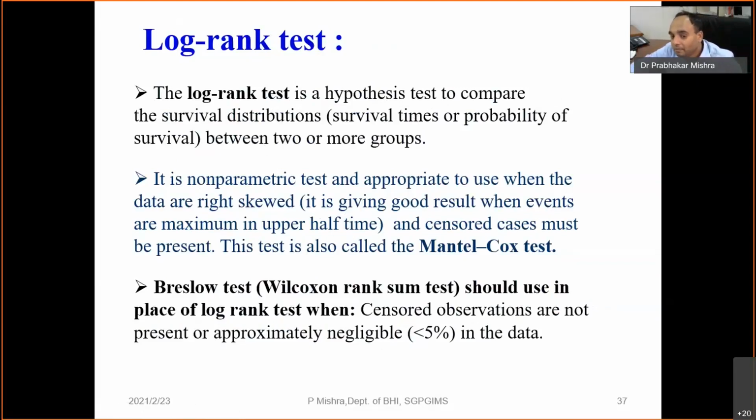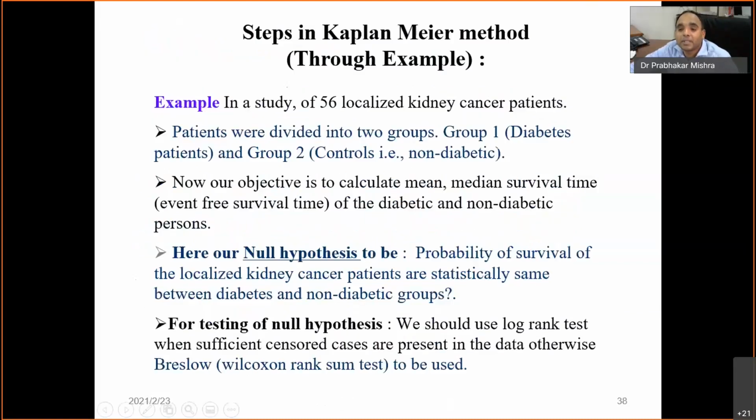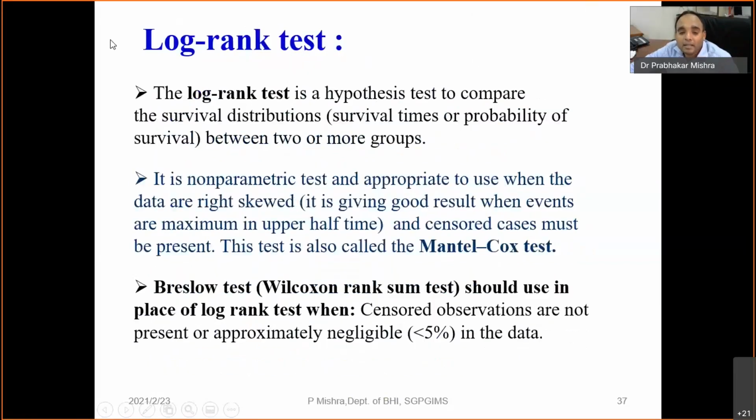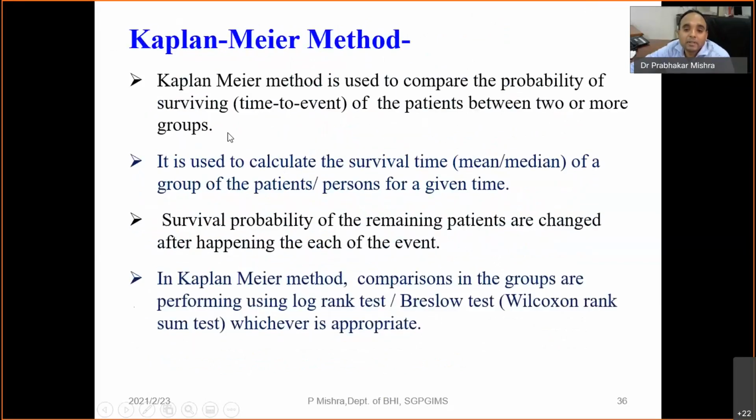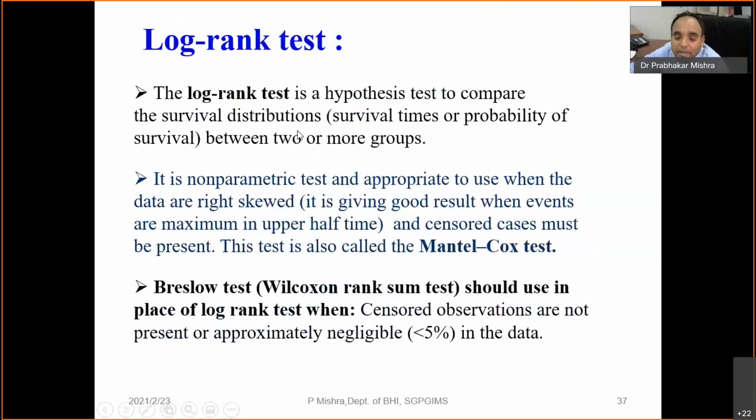So the Kaplan-Meier method is used to compare the survival time or survival probability between two or more groups, and the same thing is done by the log-rank test. It is a hypothesis test to compare the survival distribution, survival time or survival probability between two or more groups. It is a non-parametric method.